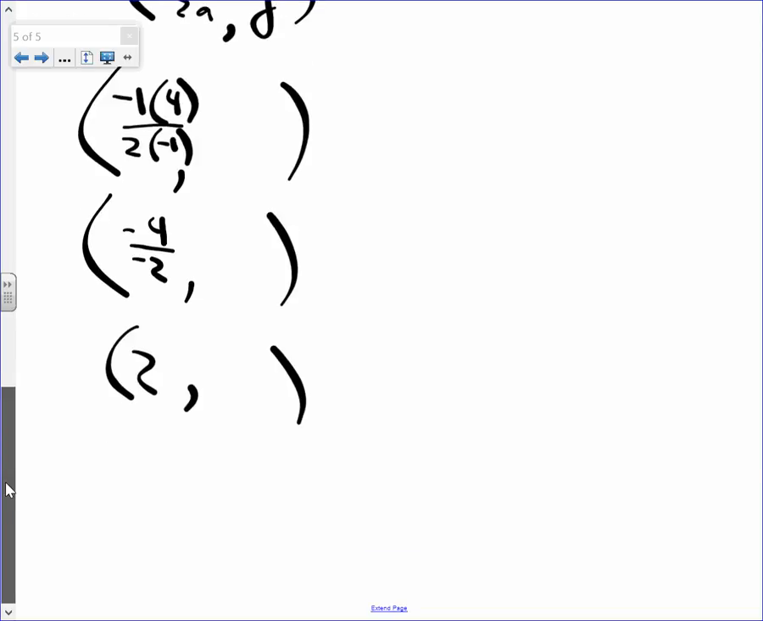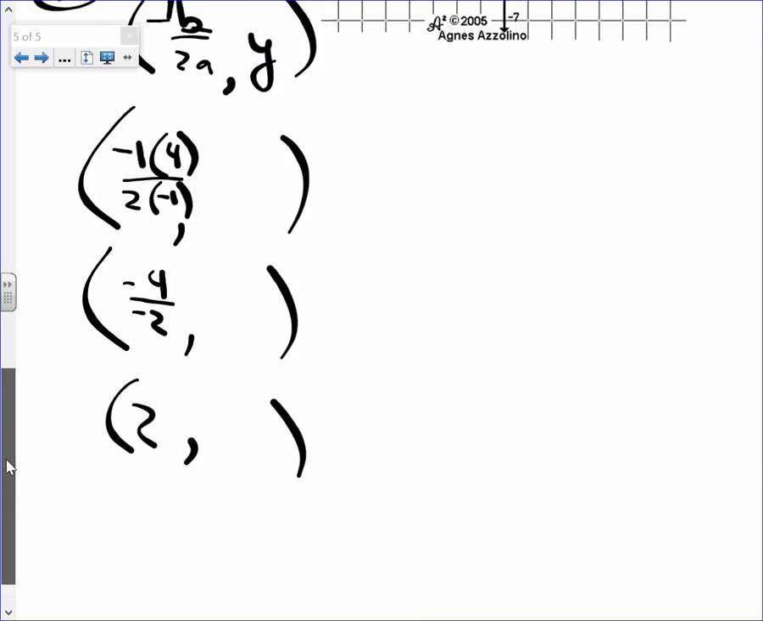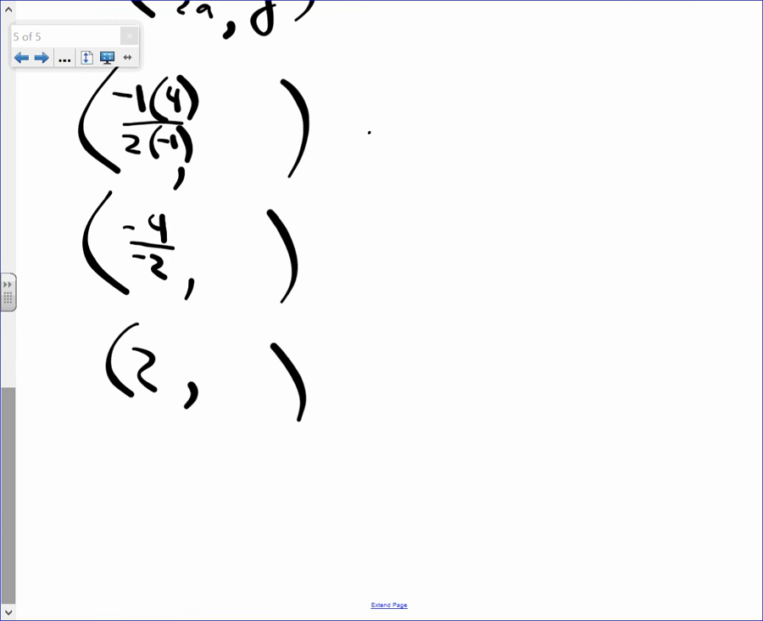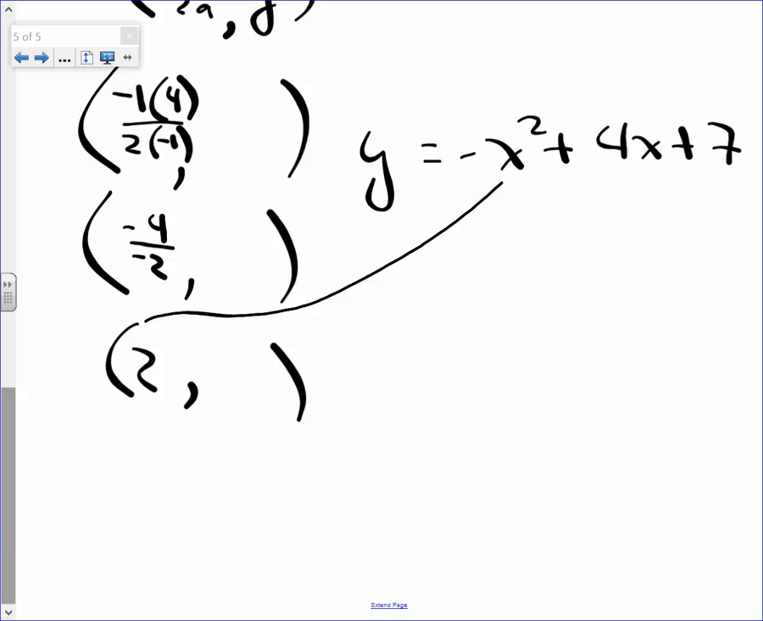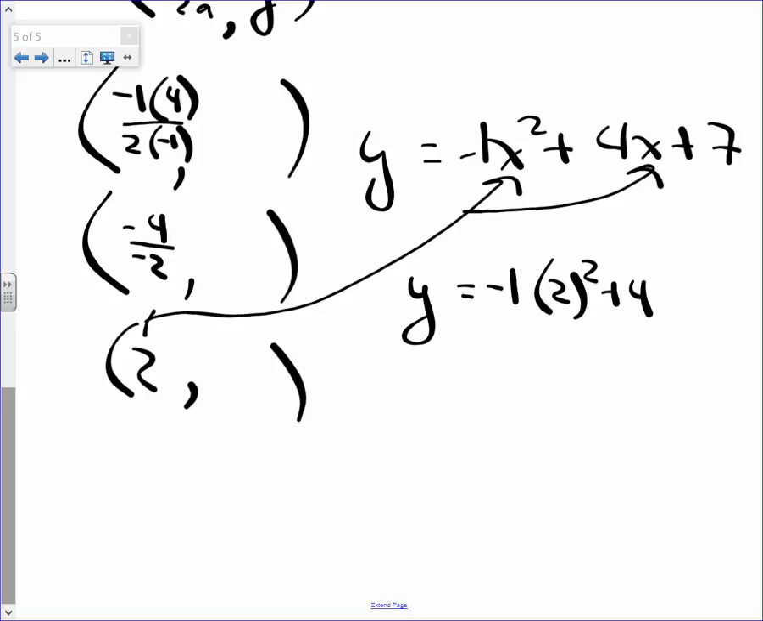How do we get y now? Substitute 2 for x into the equation. Let me get the equation going. Y is negative x squared plus 4x plus 7. So I'm going to do exactly what Mr. Marin told me to do. Wherever I see x, I'm replacing x with 2 to figure out what my y is. Careful here. This means negative 1 times x squared. Y is negative 1 times 2 squared plus 4 times 2 plus 7.